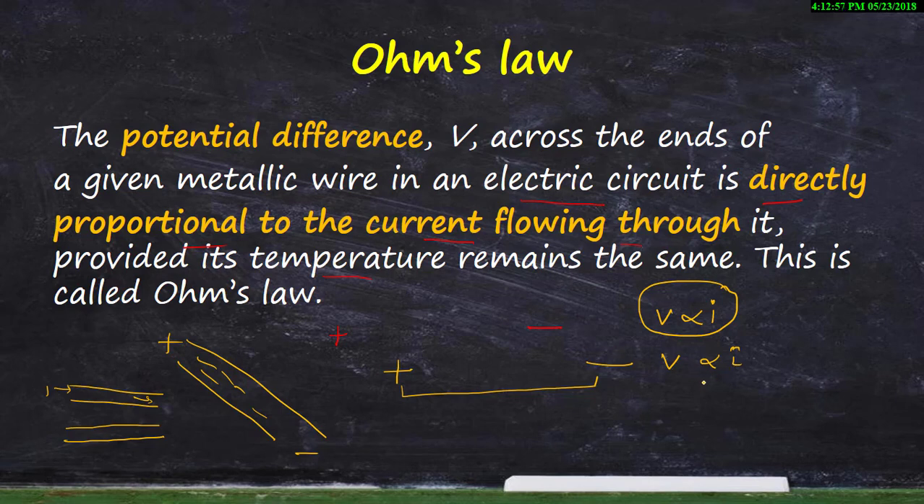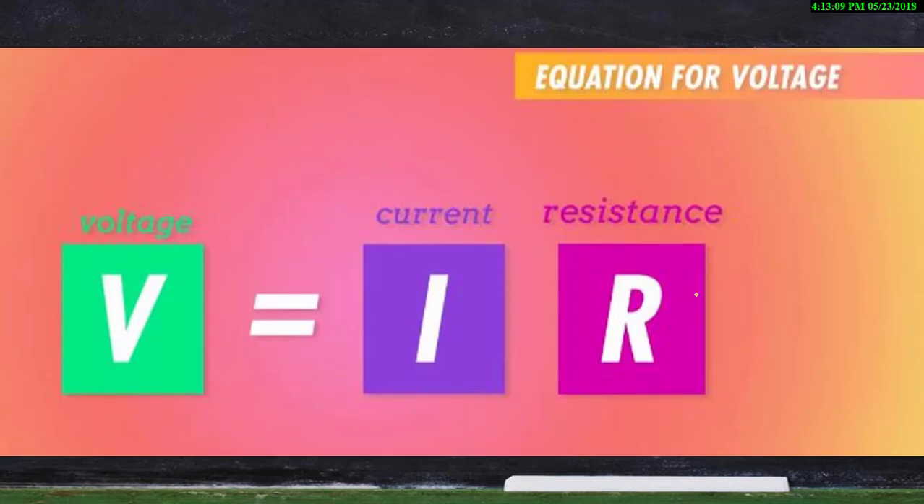V proportional to I. అయితే ప్రపోర్షనాలిటీ తీసేసామంటే సమ్ కాన్స్టెంట్ పెట్టుకోవచ్చు. ఆ కాన్స్టెంట్ ఏంటంటే R. సో V is equal to IR, which is known as Ohm's law. V is equal to IR, which is known as the famous equation for Ohm's law.